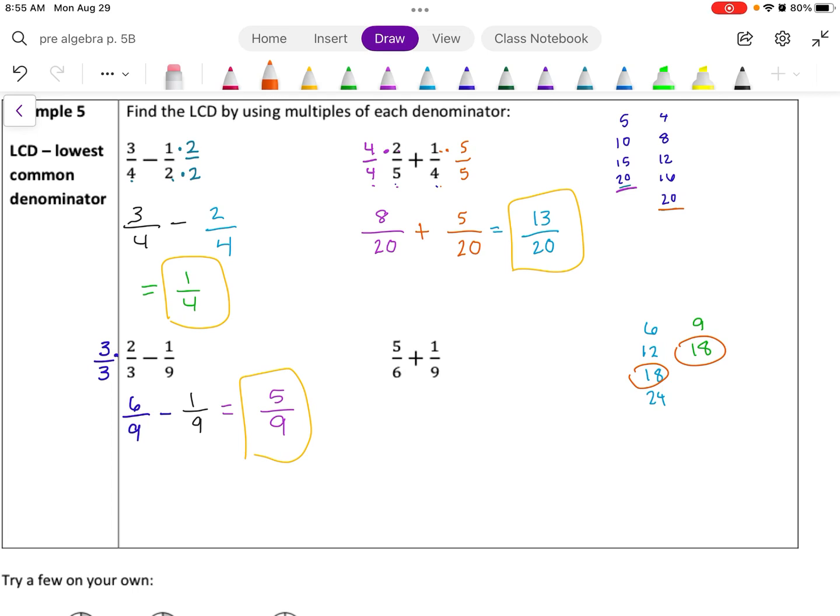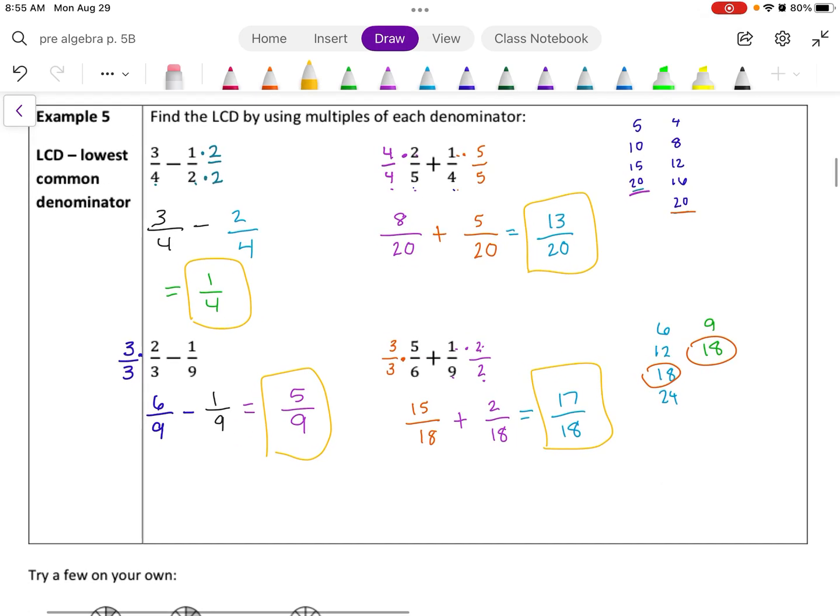Okay, so 6 times 3 gives us 18, so I want to multiply 5/6 by 3/3. 3 times 5 is 15. 3 times 6 is 18. Then we need to do the same thing with 1/9. Well, 9 times 2 is 18, so we want to multiply by 2. 1 times 2 is 2. 9 times 2 is 18. So now we have 15/18 plus 2/18. These have a common denominator, so we can combine them to get 17/18.